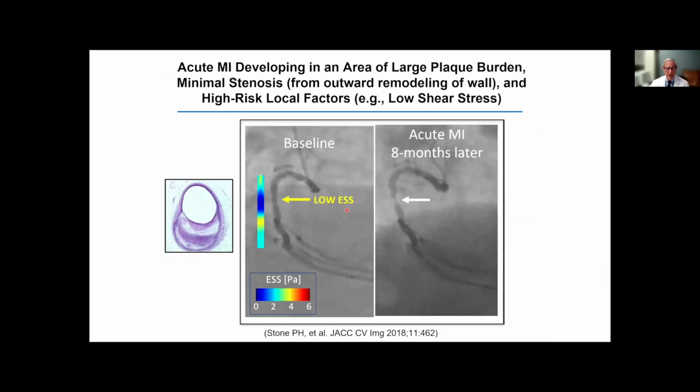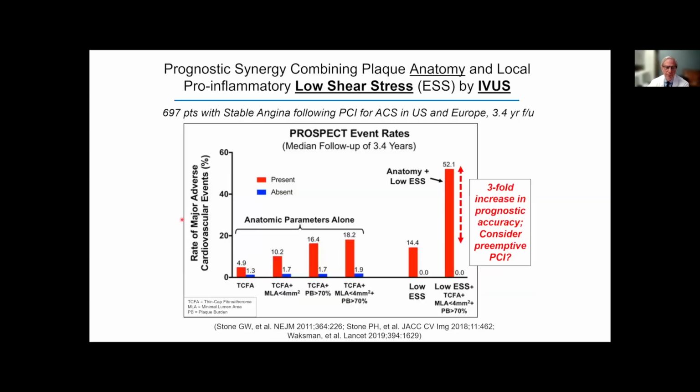And this is just one example of a case, a patient from one of our studies, who had luminal irregularities only, but when we measured it, it was low shear stress in this immediate area. And lo and behold, this patient went 8 months later and developed an acute MI because this area here, this large plaque that was surrounded by low shear stress, ruptured and caused the problem that led to the acute MI.